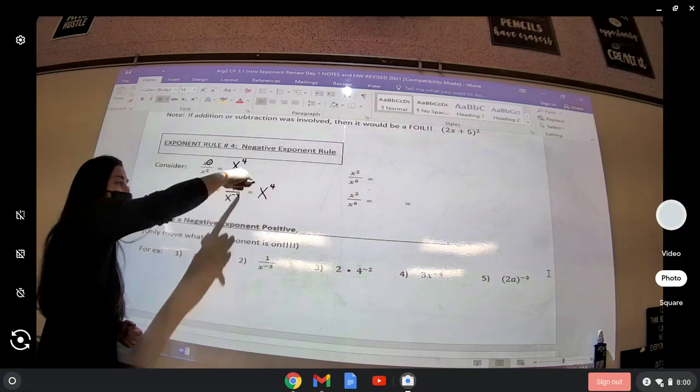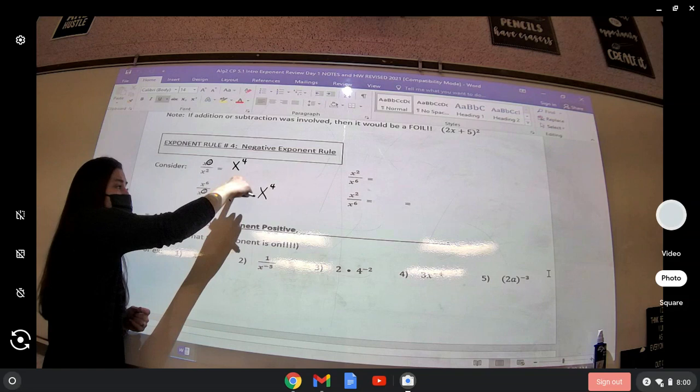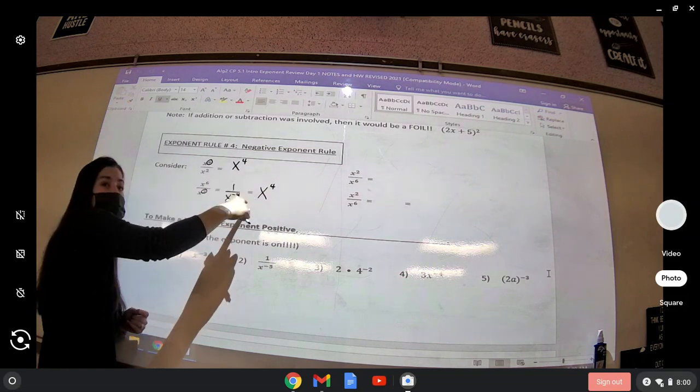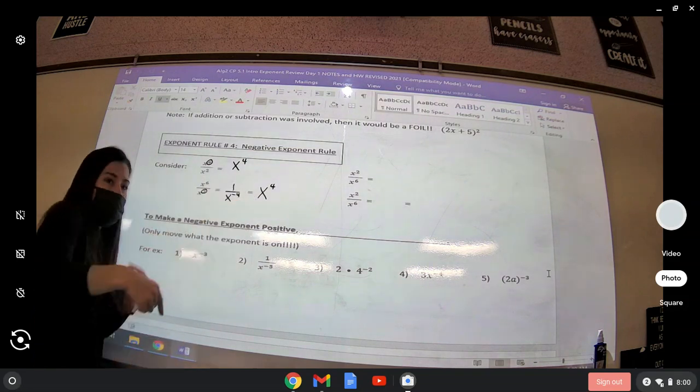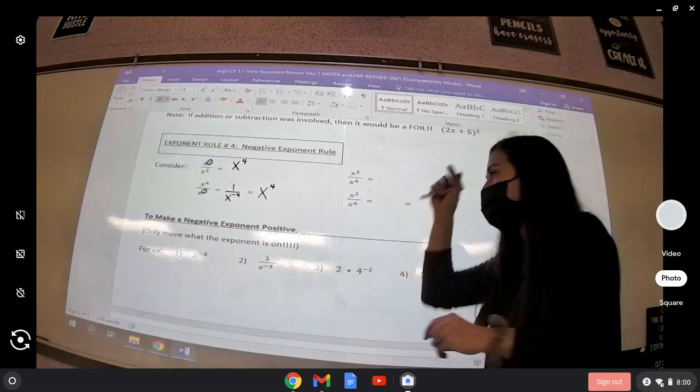Exponent on bottom, that means it would have been a positive exponent on top. If it was a negative exponent on top, that means it would have been a positive exponent on bottom. It just means some silly goose subtracted in the wrong order, all right?